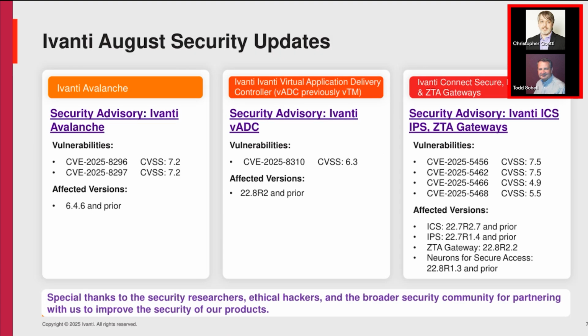Ivanti had a few updates that we pushed out as well. There were 3 products updated this month. Ivanti Avalanche resolved 2 CVEs, Ivanti VADC resolved 1, and Ivanti ICS, IPS, and ZTA gateways resolved several vulnerabilities as well. If you are running any of those Ivanti products, go out to each of those advisory pages as necessary, and that will guide you to any relevant download links and all the information you'll need to get those updated.